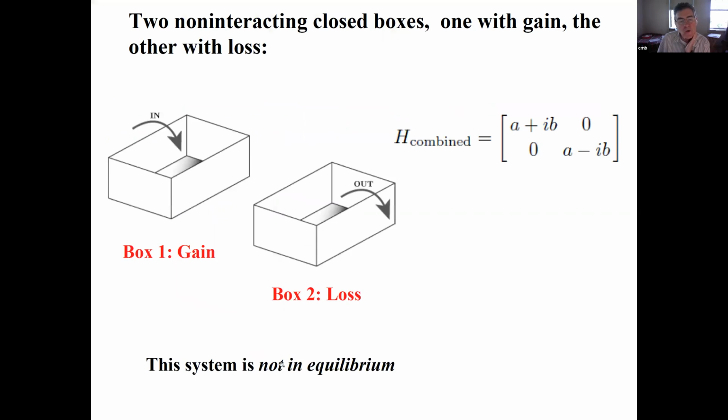Now, we can also add a box where stuff is leaking out of the box. We have radioactive decay here. So here is a box where stuff is going in, and here is a box where stuff is going out. And now the Hamiltonian that describes this quantum system is a 2-by-2 Hamiltonian, one with one sign of the imaginary part and one with the opposite sign. By the way, obviously, the system is not in equilibrium because this box is filling up and this box is leaking out.